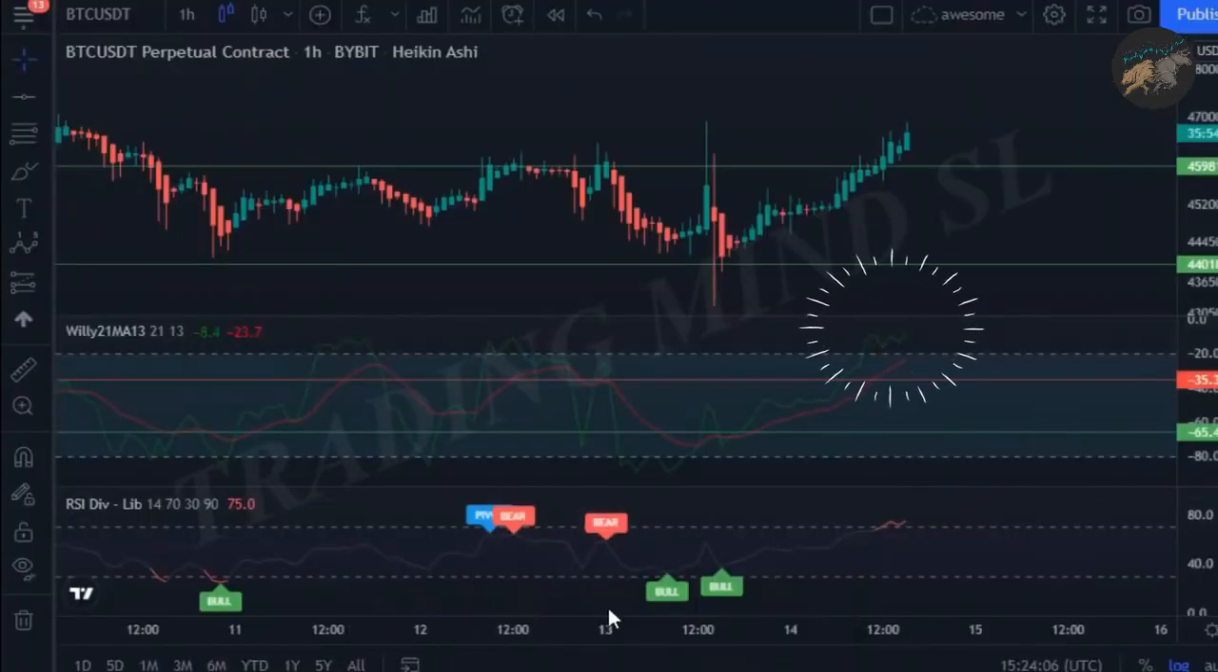Why are we still holding? Because the red line did not reach the black area above the -20 line. Also, the green line did not cross the red line in the selling area.